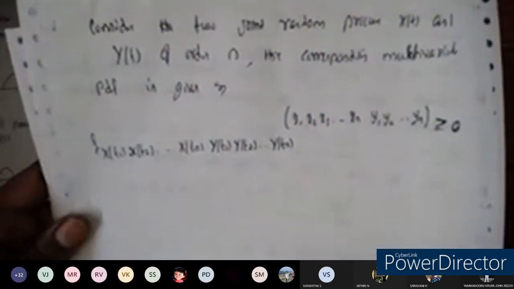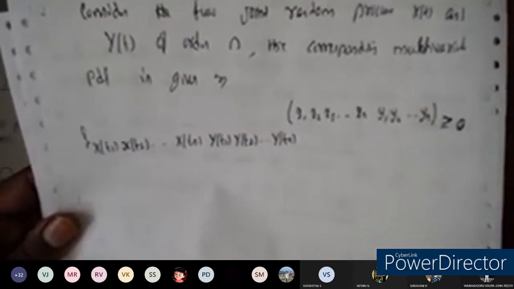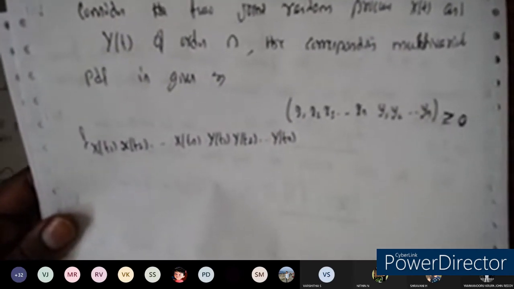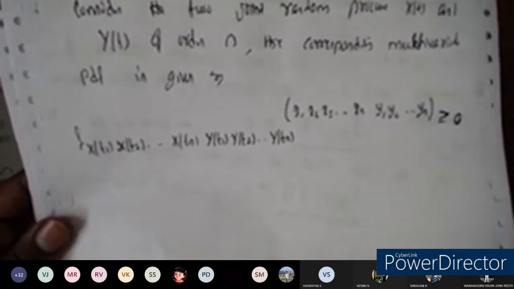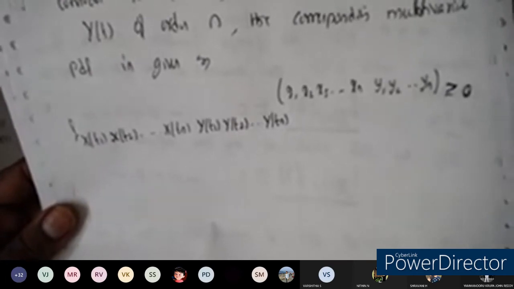So this is for the multivariate random process, where it contains the two bivariate random processes. That one you are going to call a joint random process.